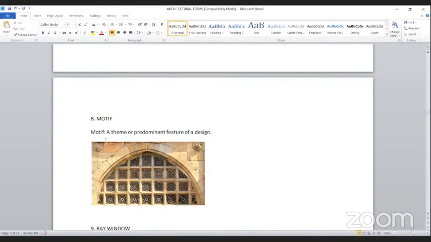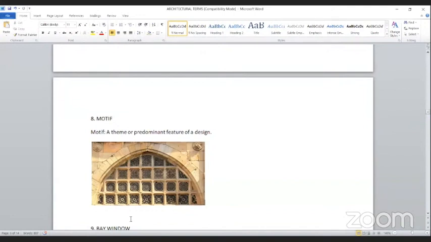Okay, so motif is a theme or predominant feature of a design. This is a general definition again. It's a predominant feature of a design. Here you can see an example of a motif in architecture. The design they have done here, it's a motif.